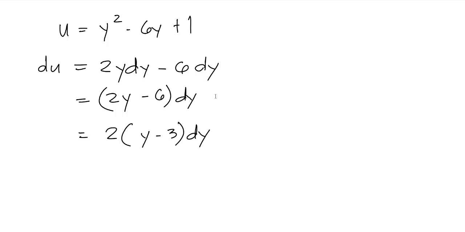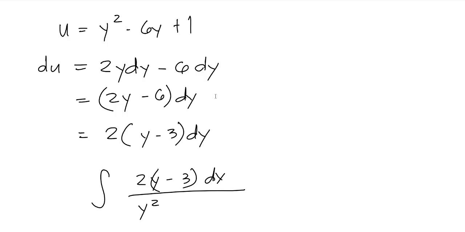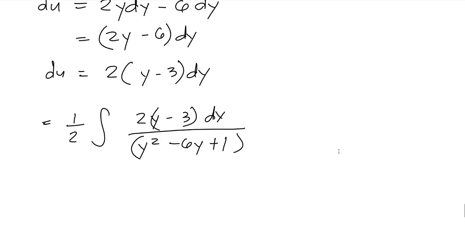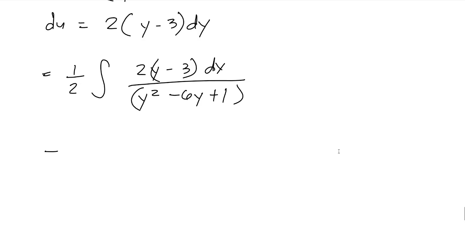So let's continue. The integral of 2y minus 3 dy divided by y squared minus 6y plus 1. Don't forget your balancing factor, 1/2. This is du. For your integral, we can use the logarithmic function formula. This is 1/2 for the constant balancing factor, and this is your u, this is your du. You can apply the formula.